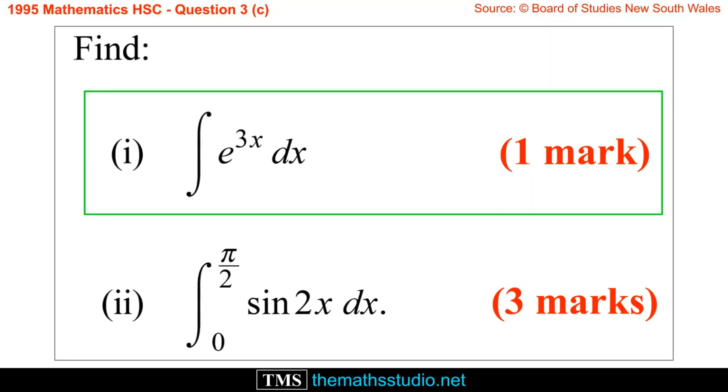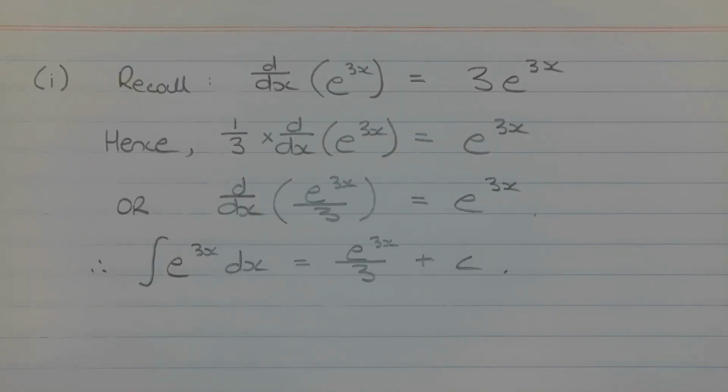Question 3, Part C, Part 1. Find the integral of e to the power of 3x dx. Let's look at this from the point of view of differentiation. If we differentiate e to the power of 3x, we get 3 times e to the power of 3x. If we divide both sides of this equation by 3 to isolate e to the power of 3x, we get 1 over 3 times the derivative of e to the power of 3x equals e to the power of 3x.